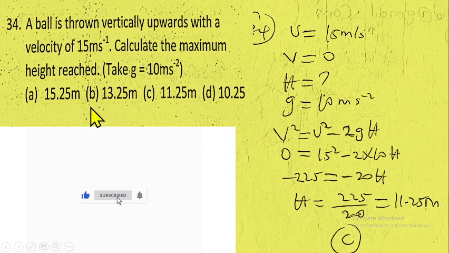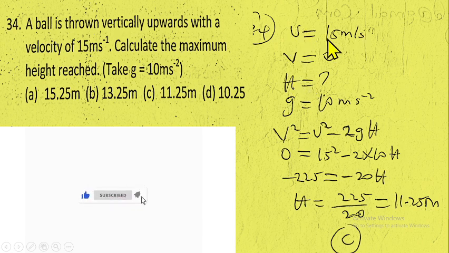Question number 34. A ball is thrown vertically upward with a velocity of 15 meters per second. We have to calculate the maximum height reached, taking g equals 10 meters per second squared. So this question is also from mechanics, and that is the motion against gravity. The one we saw initially, question number 32, was on motion on a horizontal plane. So this is a vertical motion now.